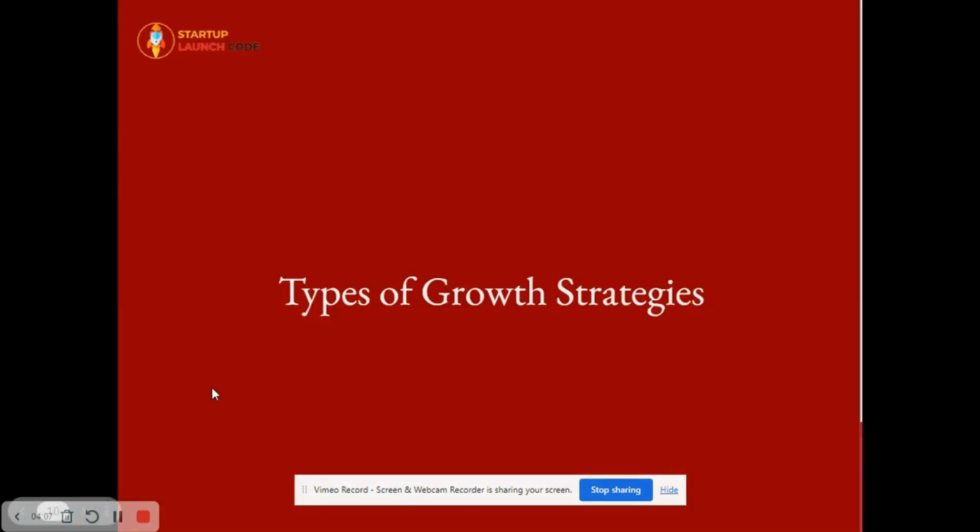There are different types of growth strategy, and this depends on what exactly you want to achieve at a particular time. So we're looking at the different types of growth strategies that we have, with a little explanation on each of them. Let's look at them one after the other.